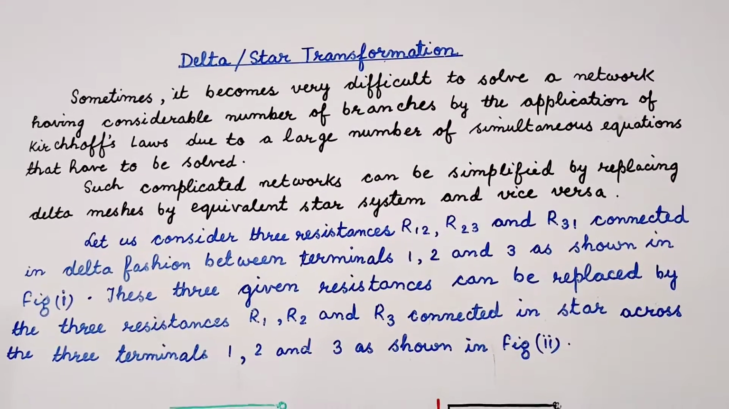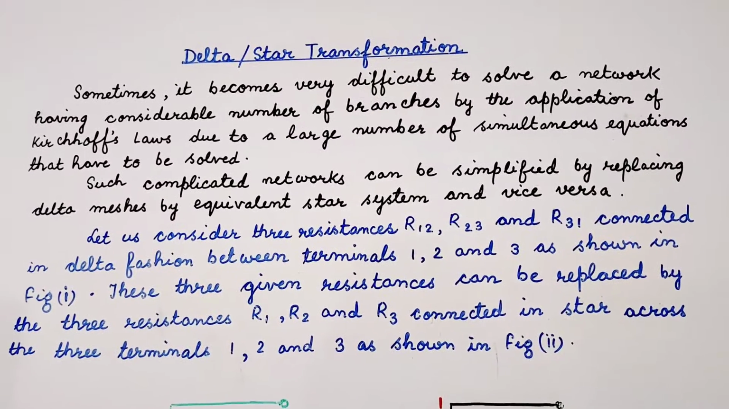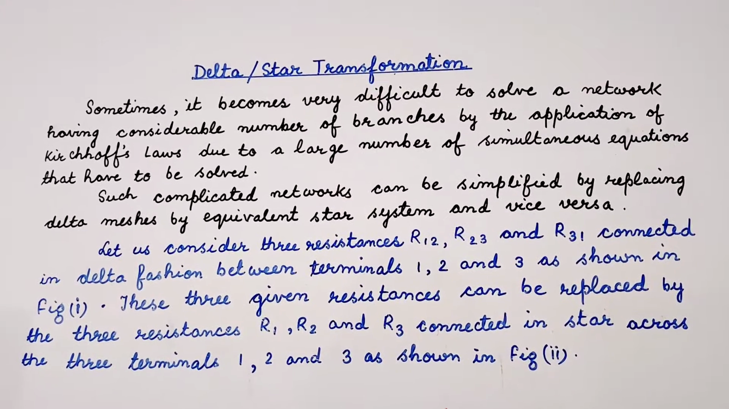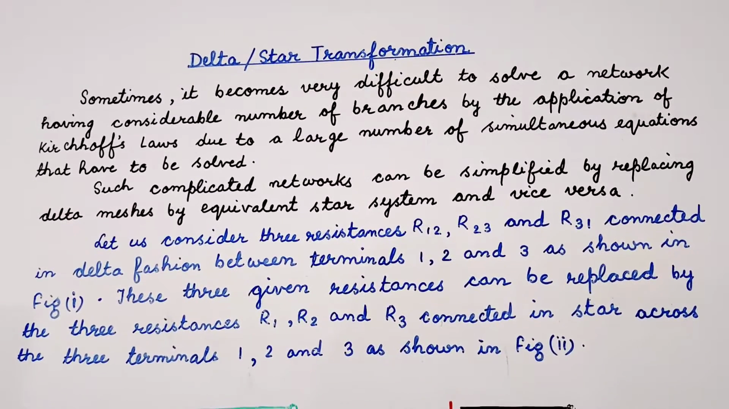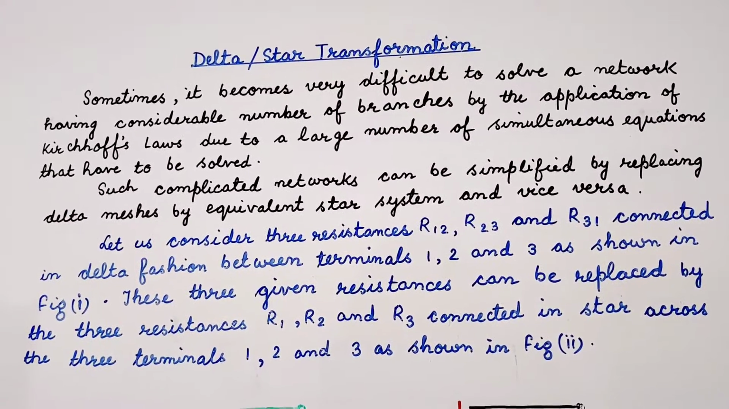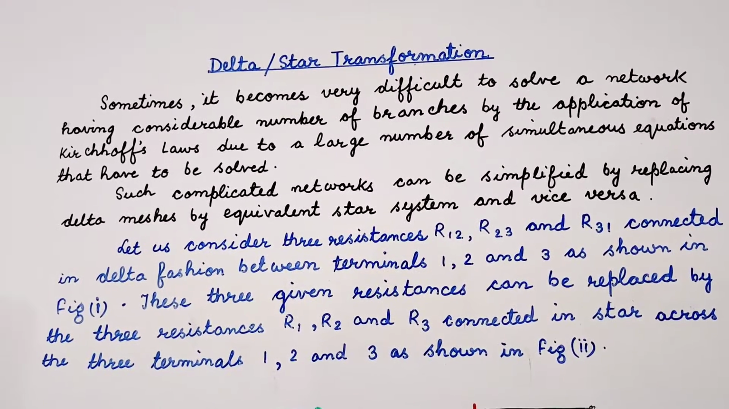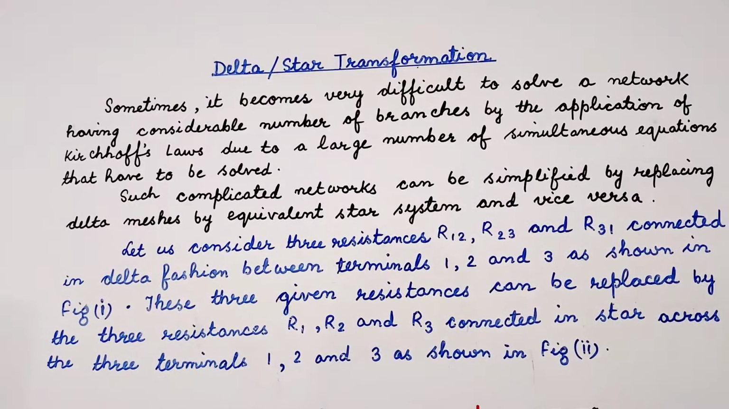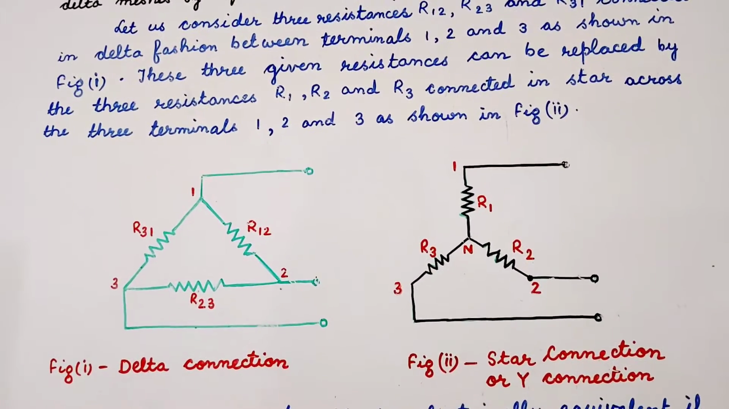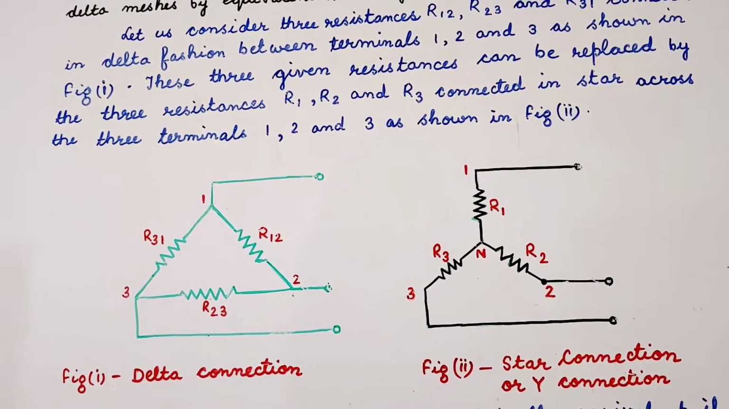However, such types of complicated networks can be simplified by successively replacing the delta meshes by the equivalent star systems and vice versa. So for this, let us try to understand what we mean by the delta connection and the star connection of resistors. Figure 1 and figure 2 show the delta connection of resistors and the star connection of resistors.